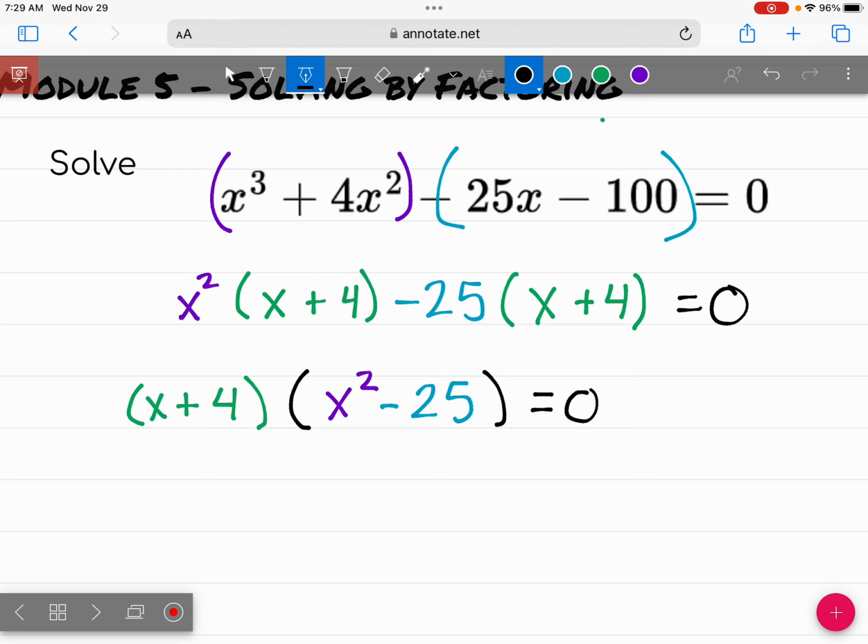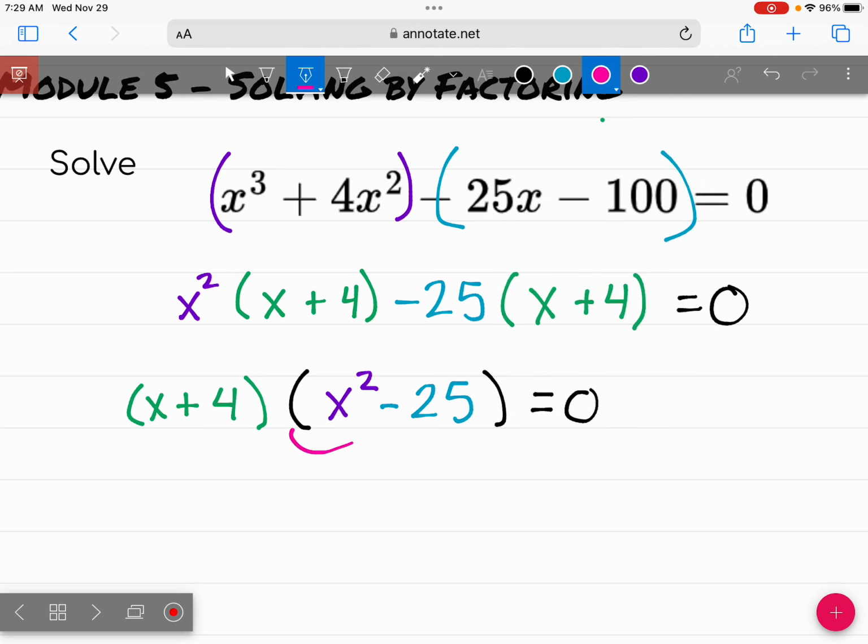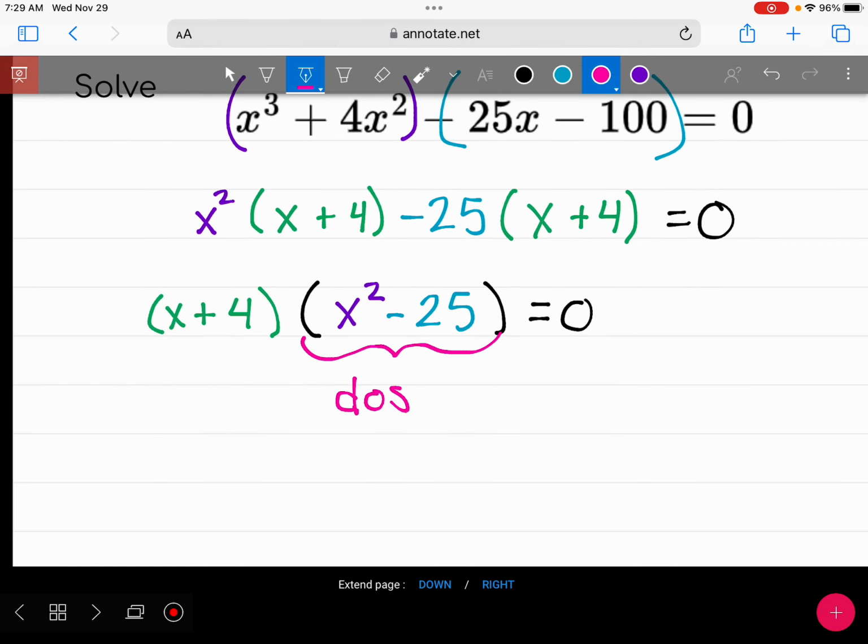And we have a very similar thing. I still have an x squared, so we're going to see if we can factor that. We're still looking for those solutions, but I want to get it all the way into factored form. And this piece, x squared is a perfect square, and 25 is a perfect square. So this is a difference of squares.